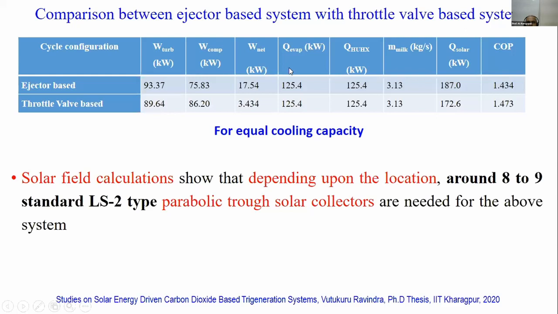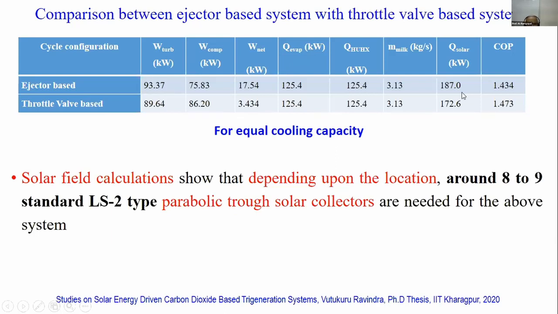The evaporator cooling capacity is about 125 kilowatt, and we are recovering about 125 kilowatts of heat for pasteurization. The milk flow rate is about 3.13 kg per second, and the solar heat required is around 187 kilowatt.